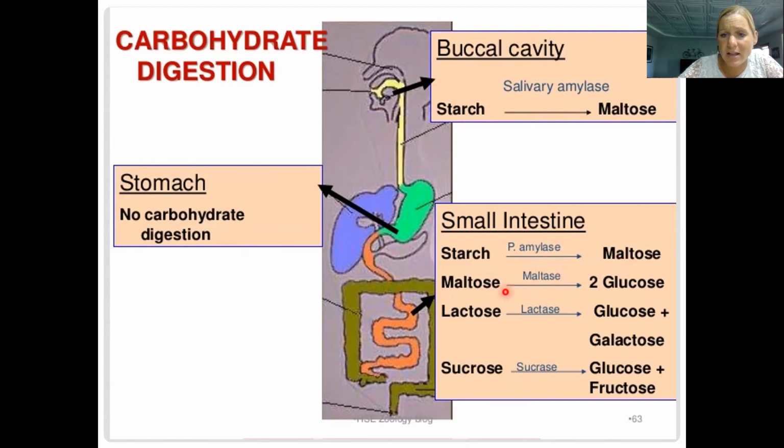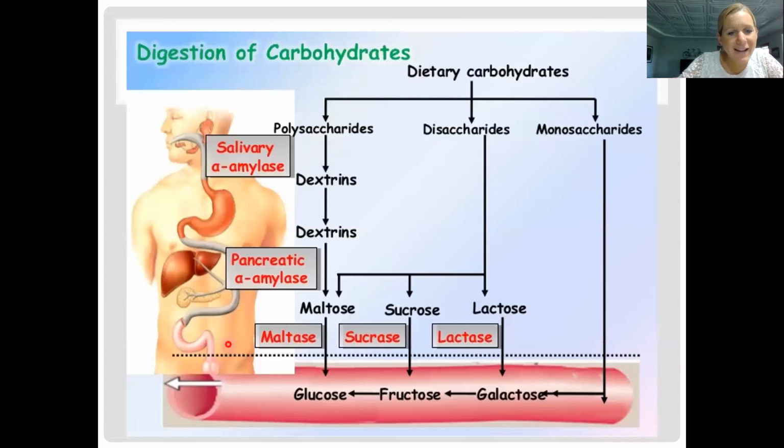Here you can see those 3 enzymes that are going to break down our disaccharides into their appropriate monosaccharides. So maltose will be broken down into 2 glucose molecules. Lactose will be broken down into glucose and galactose, and sucrose will be broken down into glucose and fructose. Nothing new on this slide, it just shows you how we consume these nutrients and what's going to happen to them to get them into the bloodstream.